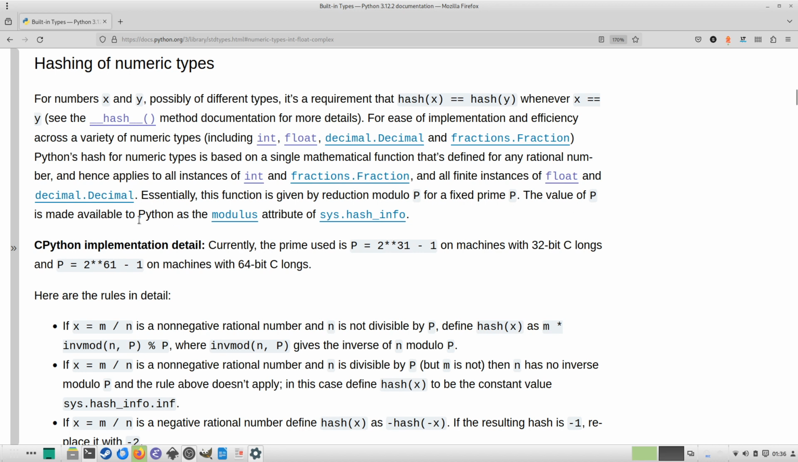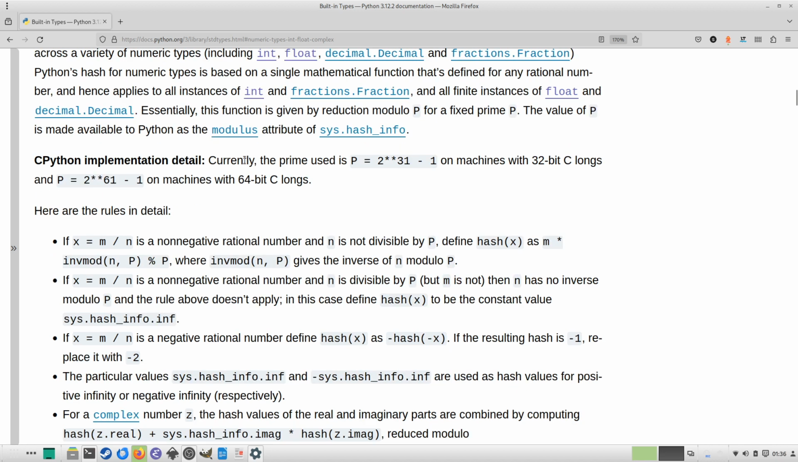The value of P is made available to Python as the modulus attribute of sys.hash_info. So in CPython on 32-bit systems, this prime P is 2 to the power 31 minus 1, and on 64-bit it is 2 to the power 61 minus 1. Such primes are known as Mersenne primes. Okay.